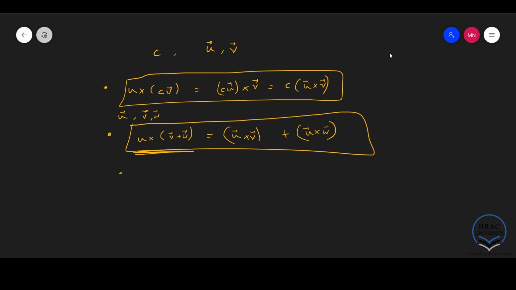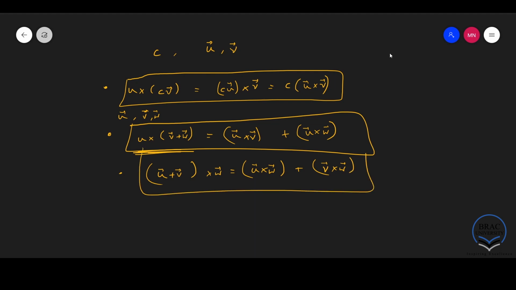Similarly, we can also have u plus v cross w to be equal to u cross w plus v cross w. So we can see that clearly the cross product is distributive over vector addition.